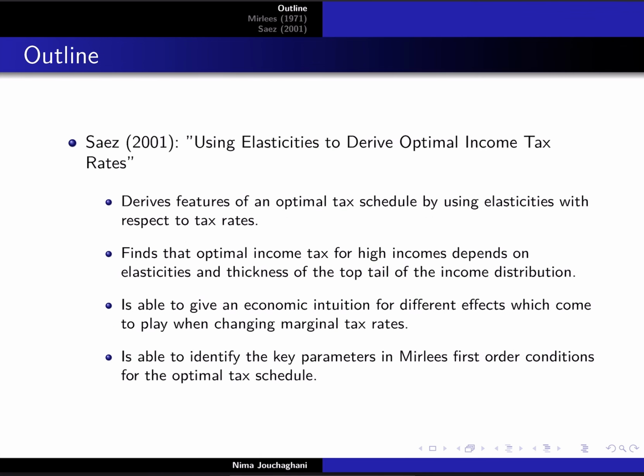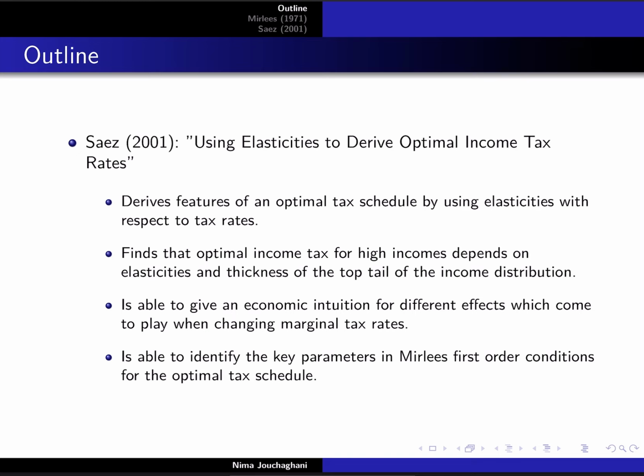Yeah, so just a quick jump to the Saez paper. Saez is basically deriving features of an optimal tax schedule by using elasticities, so income elasticities with respect to tax rates. So he's linking an optimal tax schedule to elasticities of labor supply when the marginal tax rate is changing.